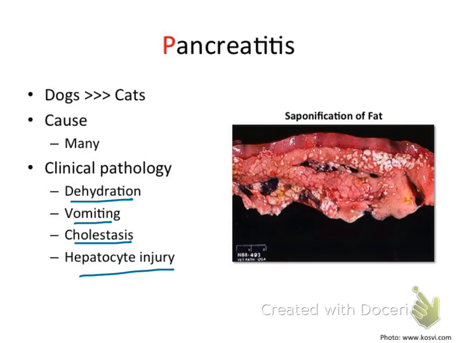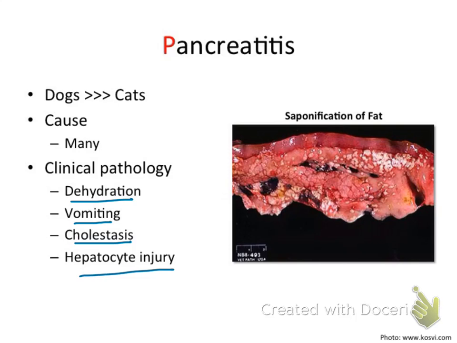Inflammation within the pancreas results in acinar cell injury and release of the digestive enzymes that are within the acinar cells into the abdominal cavity. Those digestive enzymes digest the adipose tissue, and fat is released from the injured adipocytes.